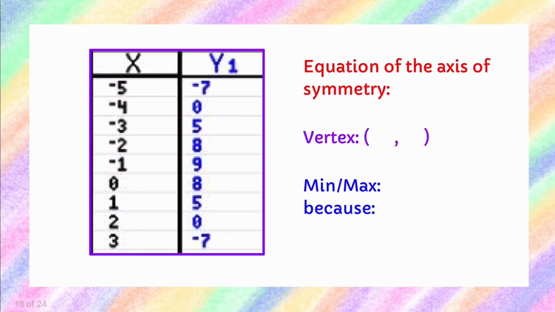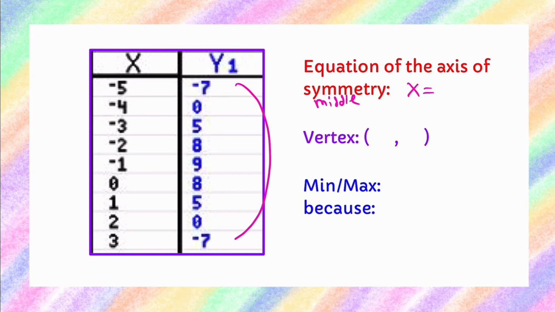Let's try this from a table without a graph. What is the equation of the axis of symmetry? It's going to be x equals, and symmetry means the middle. So remember, to find the middle, look for your repeats until you get down to the middle. So what is the equation of the axis of symmetry?